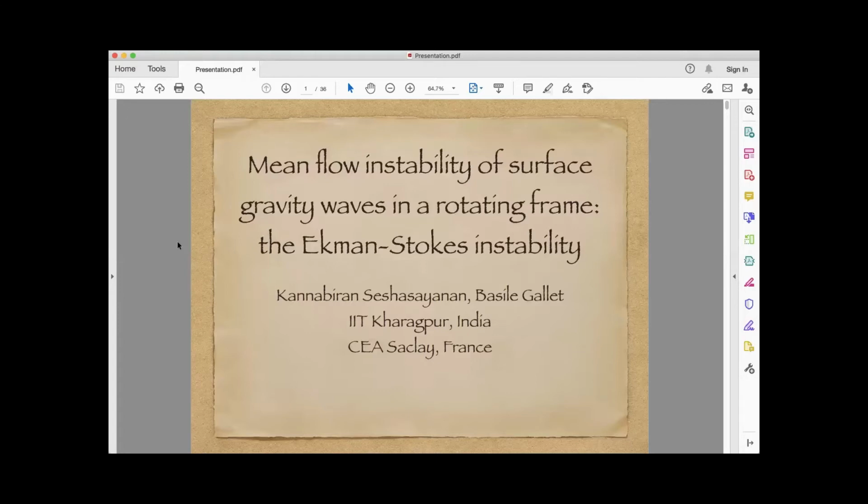Then he went to ENS Paris for his PhD with Alexakis. After that, he did his postdoc in Saclay, and after that, he's moved to IIT Kharagpur as a faculty. He's a professor in IIT Kharagpur. So today he will talk on mean flow instabilities on surface gravity waves in rotating frame. Okay, Kana, please go ahead. You can start your talk.